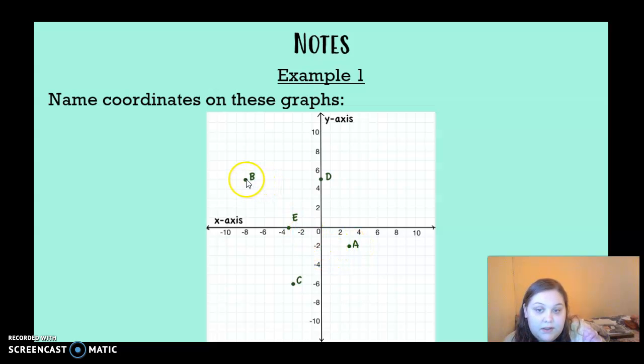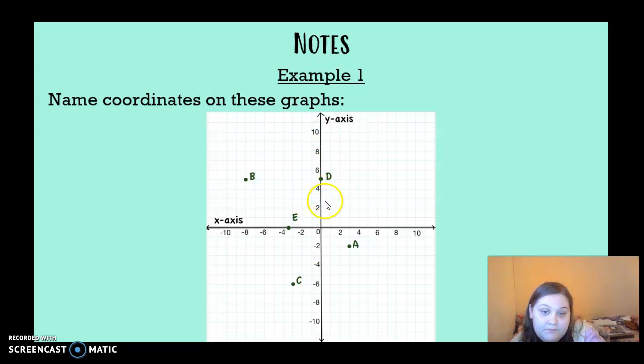For B, it's back here. We look for our x, it's -8. If we look for our y, it is 5. So it's (-8, 5). For C, the x is -3, the y is -6. So it is (-3, -6).